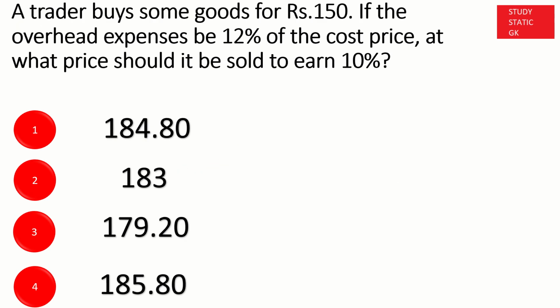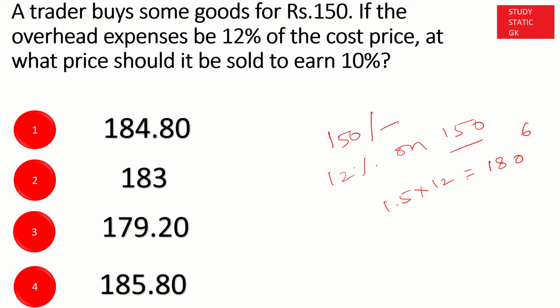Next question. A trader buys some goods for 150. If the overhead expenses are 12% of the cost price, at what price should it be sold to earn 10%? Basically he bought goods at 150 rupees, and his overhead expenses are 12% on 150 rupees. What is 1% of 150? 1.5, into 12.